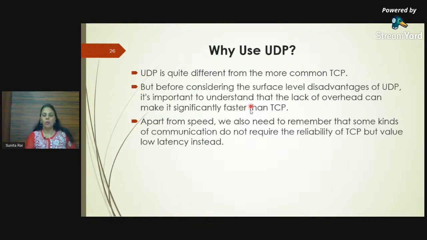So what is the difference between UDP and TCP? The main advantage is its speed. UDP is faster as compared to TCP. Why? Because you don't have the overhead of handling reliability or one-to-one communication.